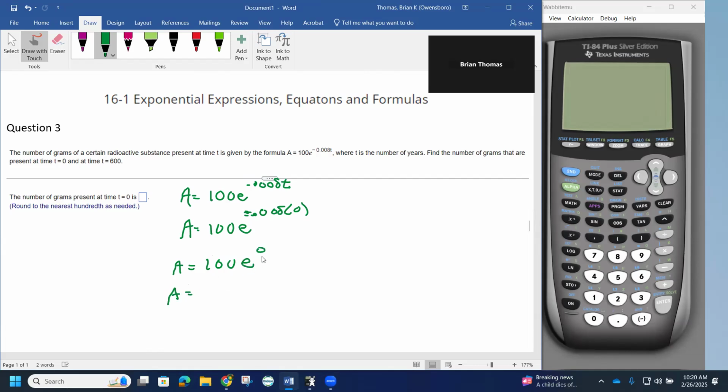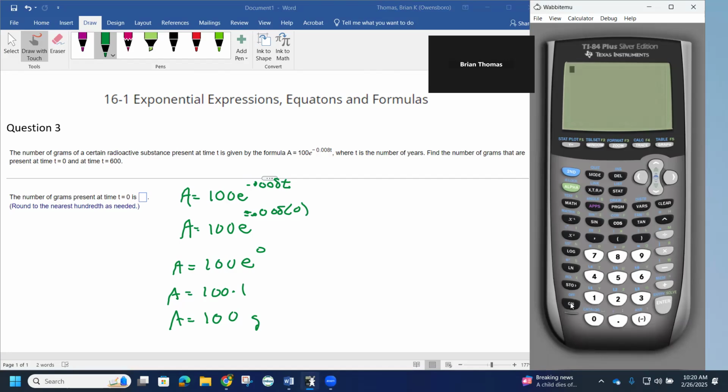Now, remember, anything to the 0 power is actually 1. So e to the 0 represents 1. So 100 times 1 would just be 100 grams. So starting out, we have 100 grams of radioactive substance present. Remember, a gram is like a paper clip, so it's like 100 paper clips. That's quite a bit of substance there at the beginning.